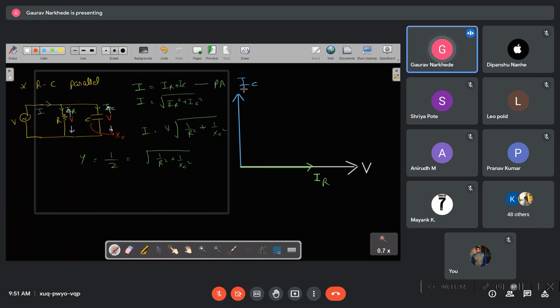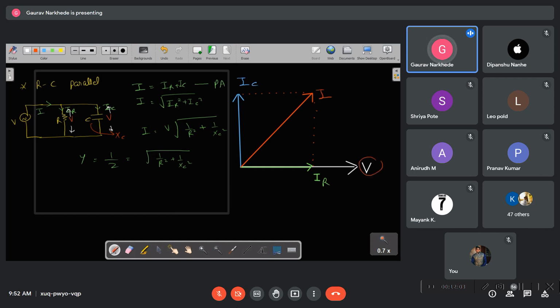So I is nothing but, पहले ही बोल दिया था मैंने, phasor addition, or you can say which addition? वेक्टर एडिशन, right? So you can always use triangular law or diagonal law for vector addition, and this is your I.